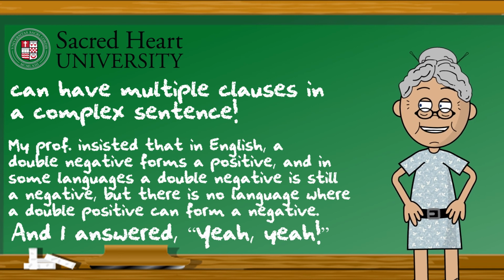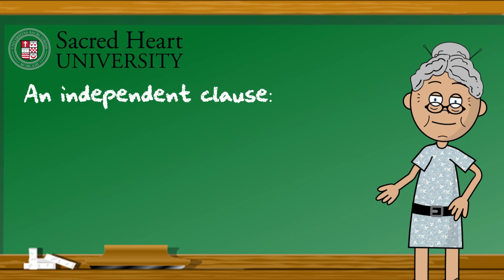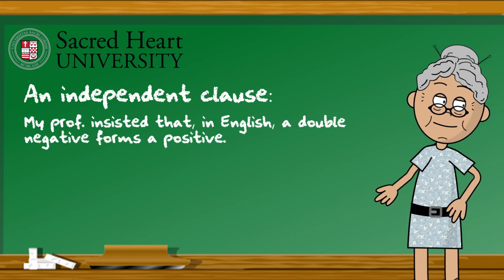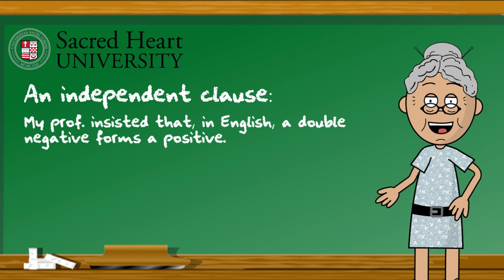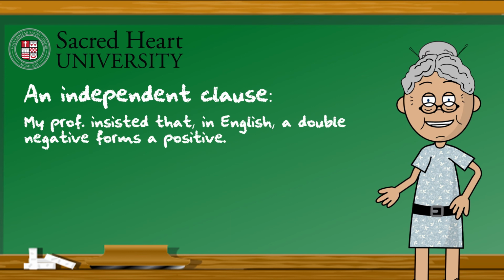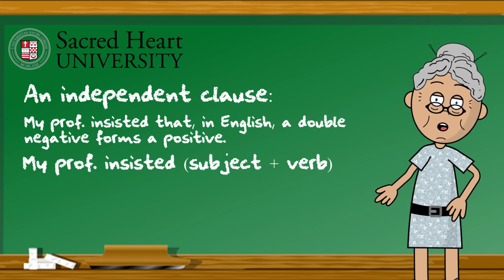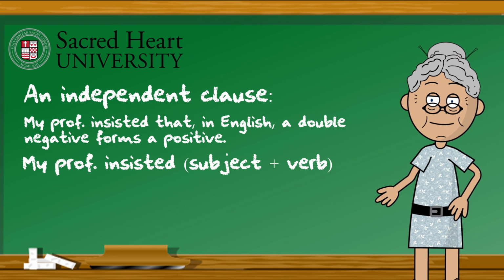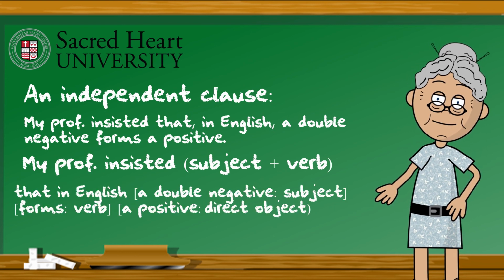Stop the video for a minute and see if you can find how many clauses are in the first sentence. Did you get an independent clause? My professor insisted that in English a double negative forms a positive. This one actually has two clauses, my dears. One independent, my professor insisted, and one that acts as the direct object of insisted and has its own subject and verb, that in English a double negative forms a positive. But we won't get into the weeds of that right now.